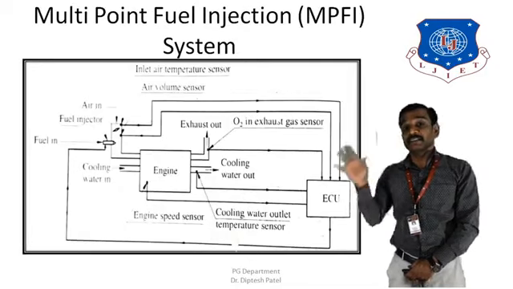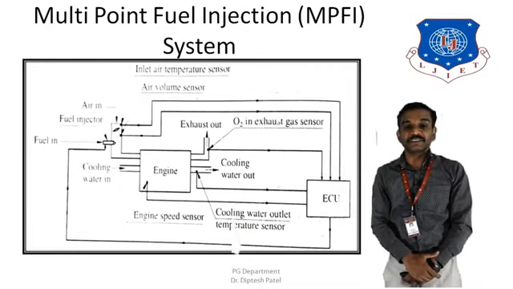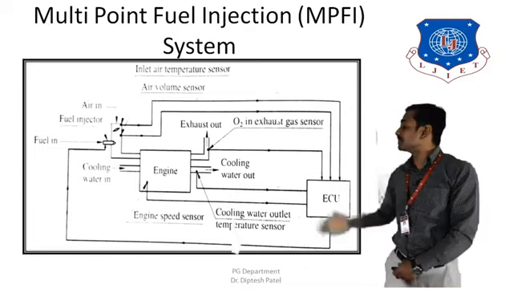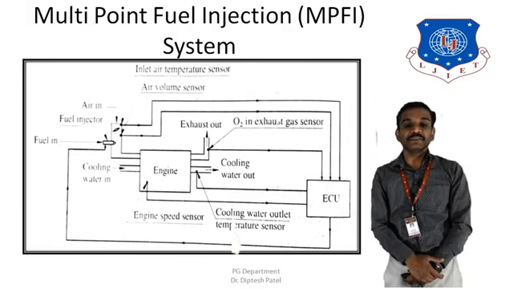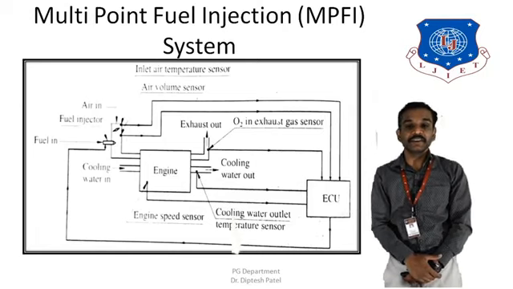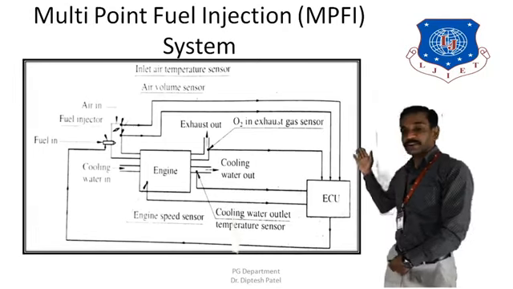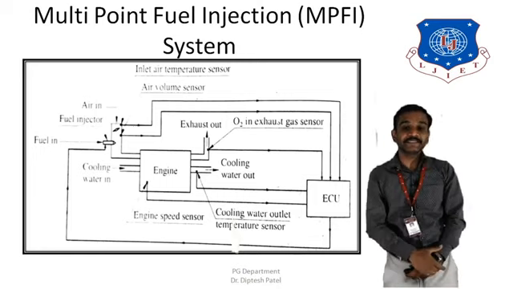Now the latest fuel injection system, which is widely used in engines, is the multi-point fuel injection system. It is used in SI engines. Here the multi-point fuel injection system is completely electrically controlled, and we use an electronic control unit, which is known as the ECU.